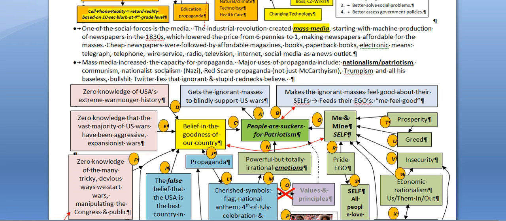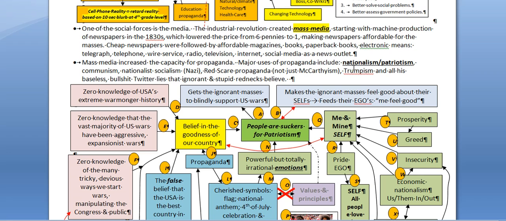Mass media created the capacity for propaganda, right? Major uses of propaganda included, first, nationalism and patriotism, then communism, then national socialism. That began with the fascists in Italy, right? Then spread to Germany. Then Red Scare propaganda in the United States, not just McCarthyism.